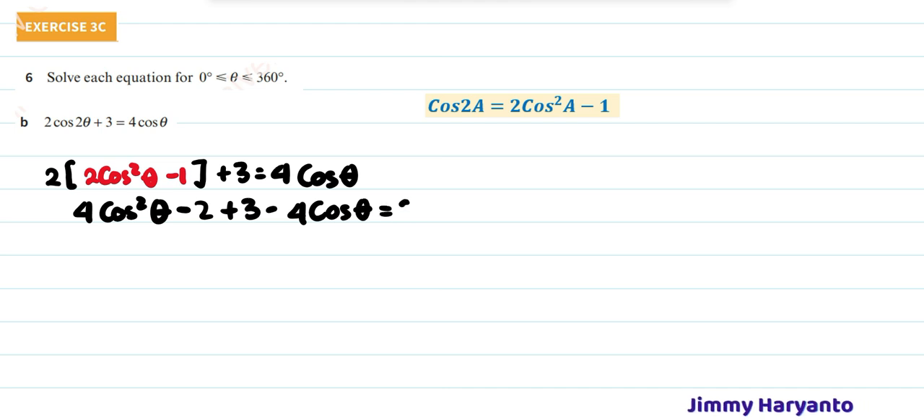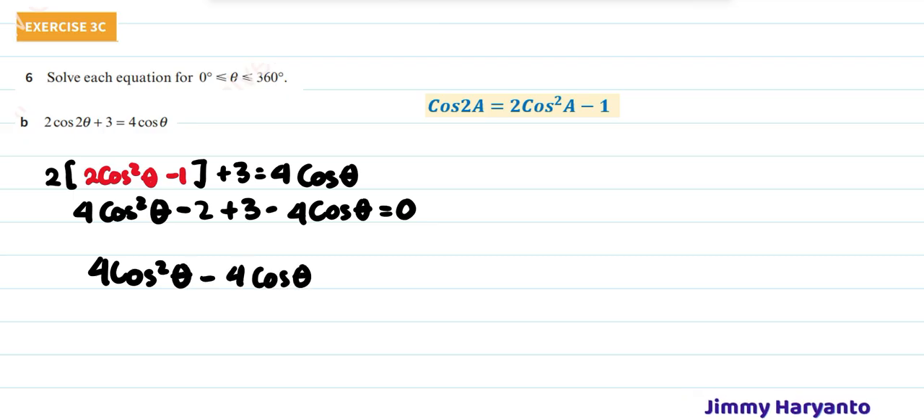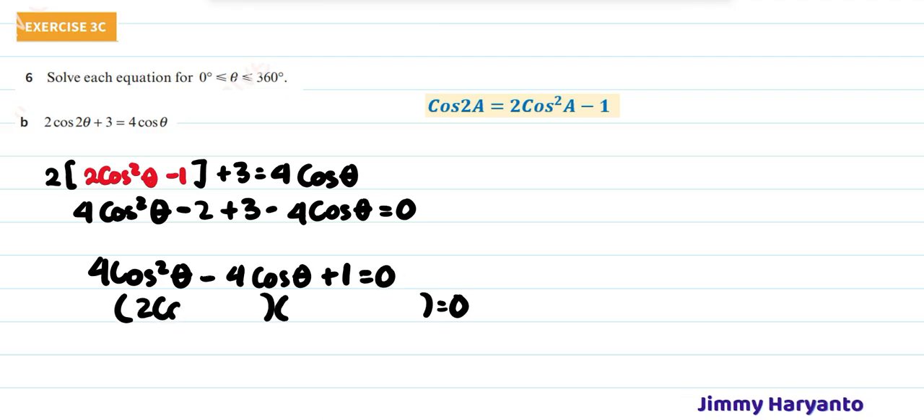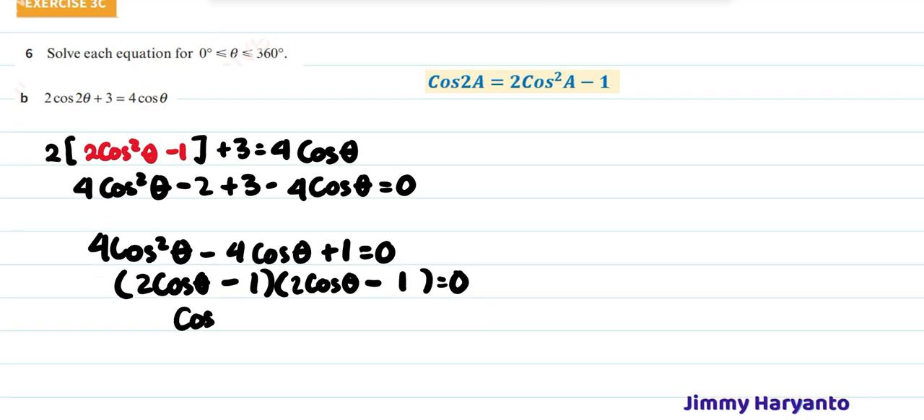Cos theta equals 0, and then I will rearrange them like this. Cos square theta minus 4 cos theta, negative 2 plus 3 equals plus 1 equals 0, and then I will factorize this. We'll have 2 cos theta, 2 cos theta, 1 and 1, it has to become negative 4, it will be like that. It's exactly the same factorization. That means cos theta equals 1 over 2 only.